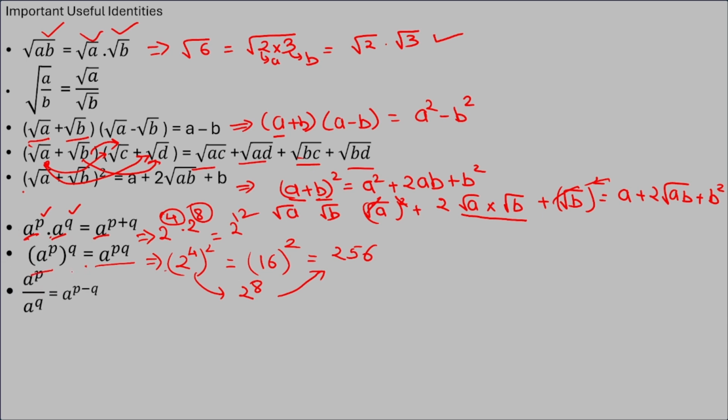Next is the same. If you are dividing a raised to power p divided by a raised to power q, then again you just need to subtract the powers. If you multiply a raised to power p with a raised to power q, you just need to add them. And this is a very common property: if a raised to power n into b raised to power n, you can write a times b whole raised to power n.